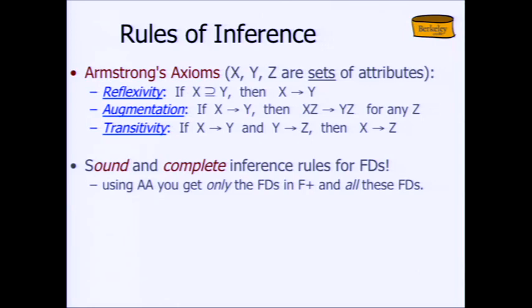Right? And actually proving completeness here is a little bit trickier than proving soundness. And we won't prove either in class. But you can take it from me. They are sound and complete. And using Armstrong's axioms, you get only the functional dependencies in F plus, and you get all of them. So it allows us to compute exactly the closure of F. All right? Anybody concerned about any of these, that they don't make sense?